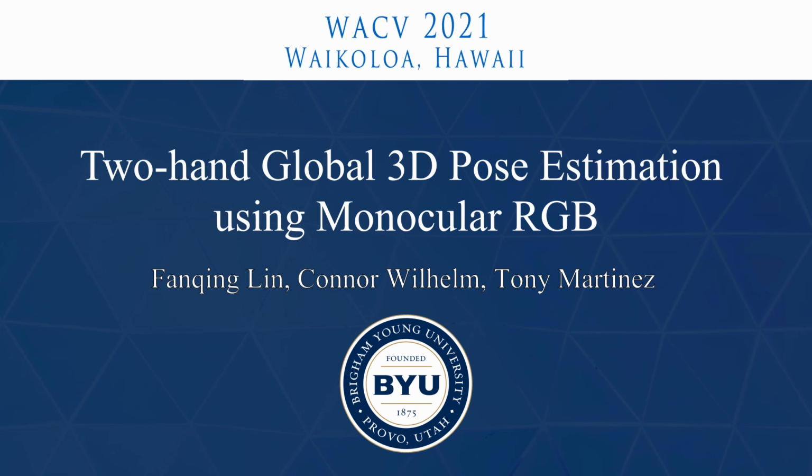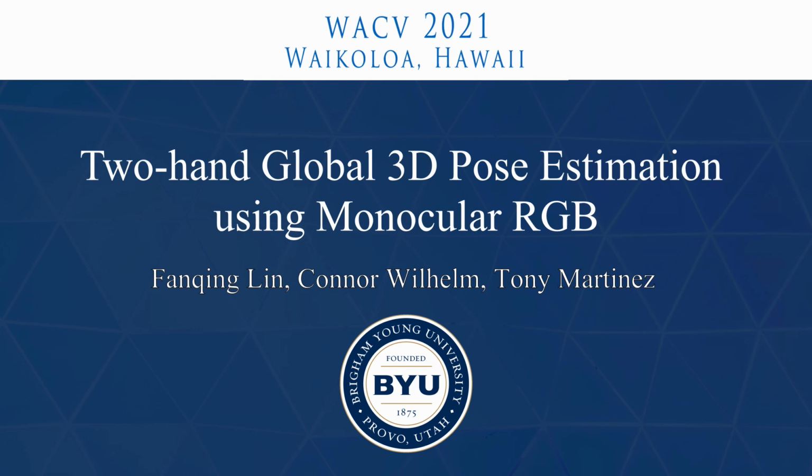This algorithm is the first capable of estimating global 3D joint locations for two hands despite varying occlusion using only monocular RGB images. There have been previous successes in estimating the canonical pose of a single hand using a single monocular RGB image. This is the first program, to our knowledge, to estimate global poses for both hands.